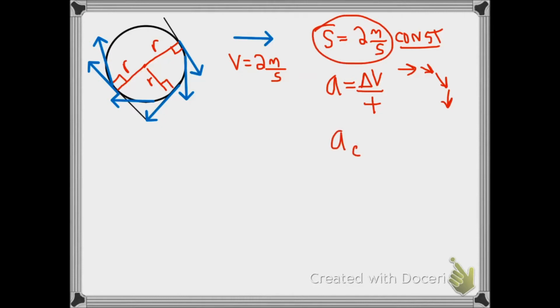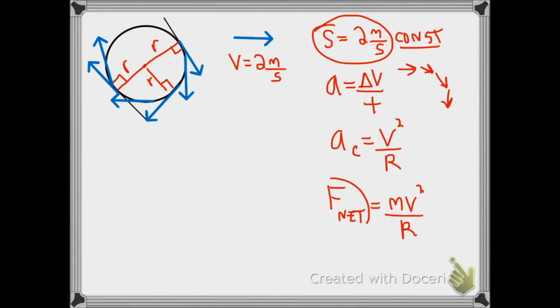So we say that we have a centripetal or center-seeking acceleration. Our formula for centripetal acceleration is v squared over r. The net force of an object going in a circle would be its mass times v squared over r.